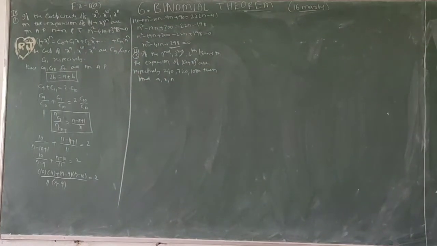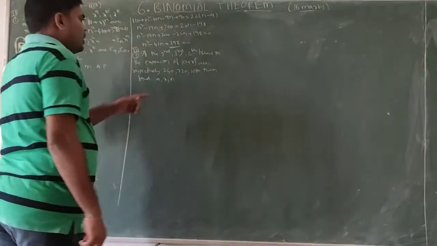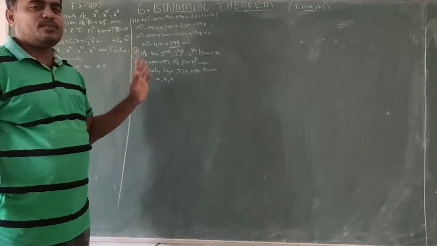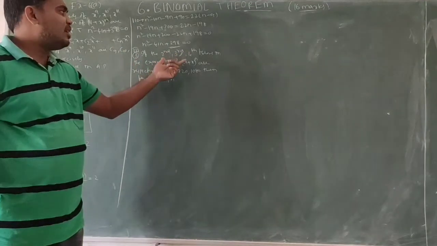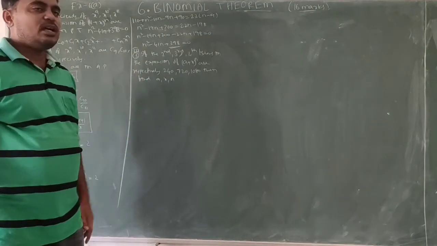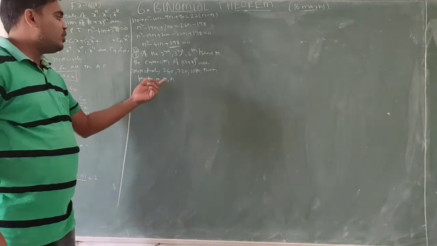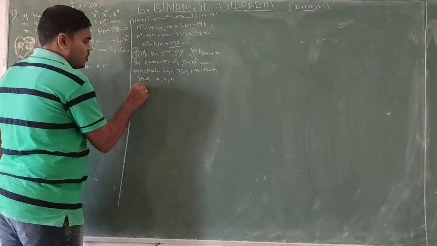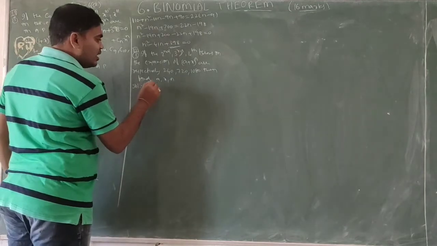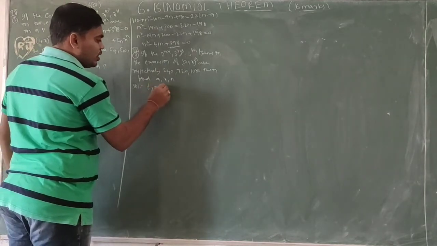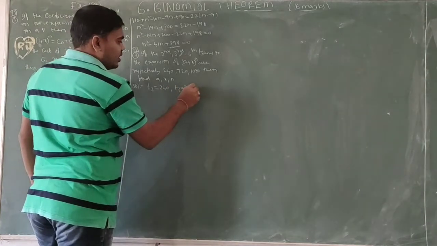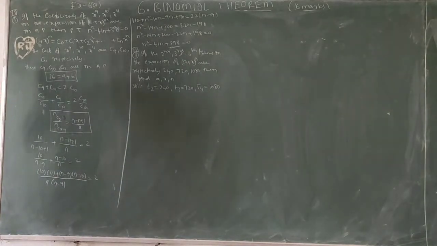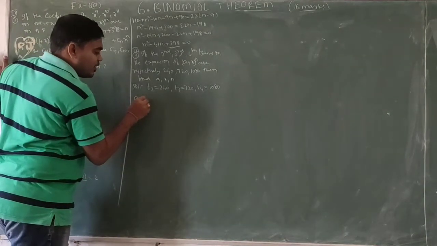So the expansion is (a plus x) whole power n. In this expansion, second, third, fourth terms are given. These second, third, fourth terms are 240, 720, and 1080. Then we need to find the values of a, x, n. Solution: first, T2, second term, is 240, T3 is 720, T4 is 1080. So these are the terms, second, third, fourth. First, I want to write the expansion (a plus x) whole power n.